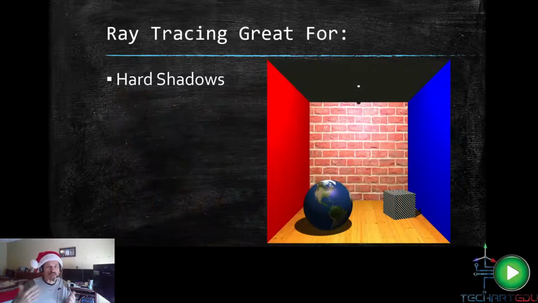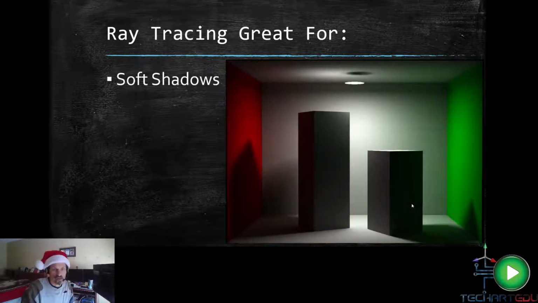Ray tracing is really good for creating hard shadows. Look at these shadows on the surface here: the shadow beneath the globe, the shadow against the cube. It's also really good for creating nice soft shadows, where multiple rays can be cast from the light source through the object, and those values can be averaged to create a soft shadow. So ray tracing is great for shadows, hard shadow, soft shadow, you name it.